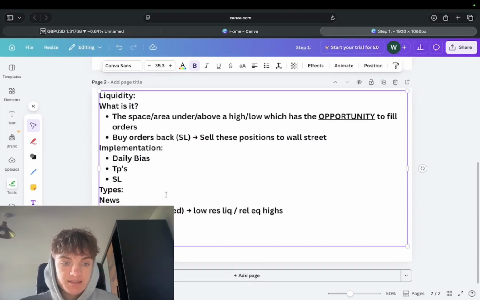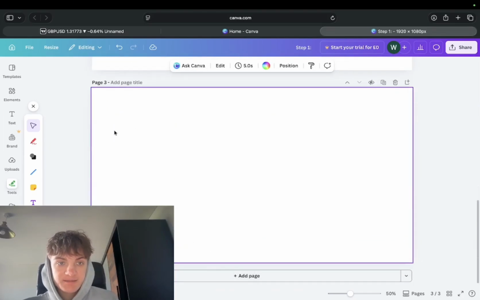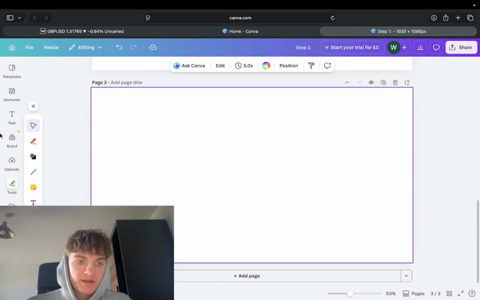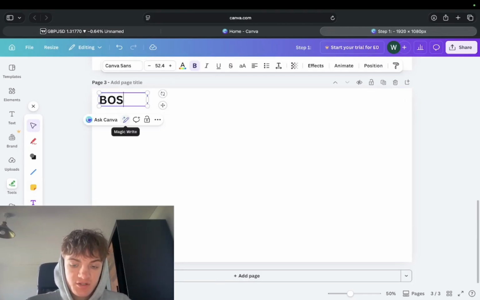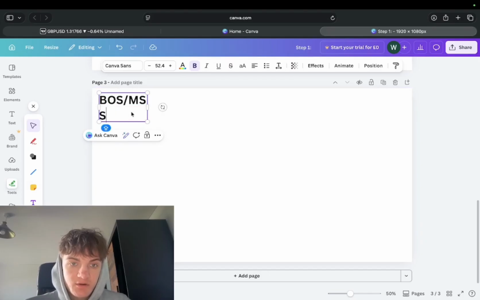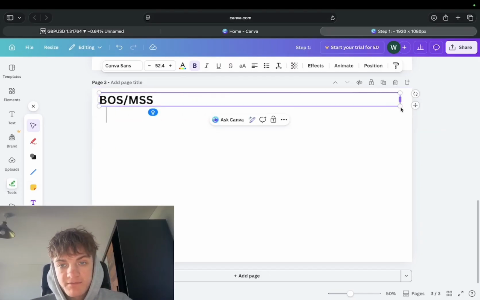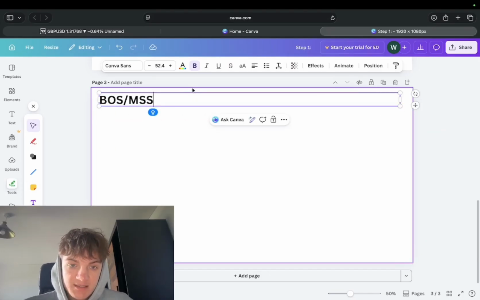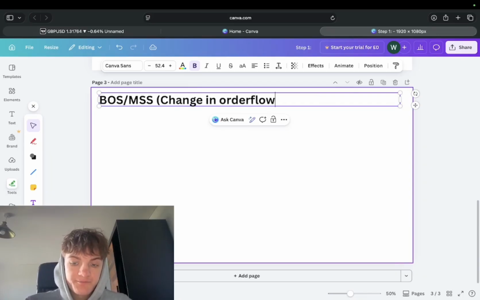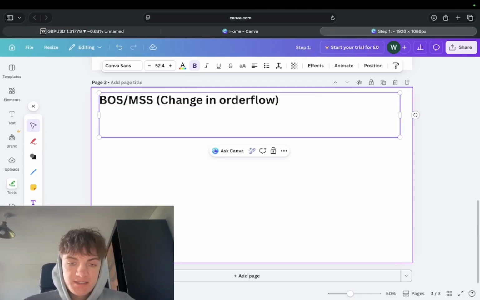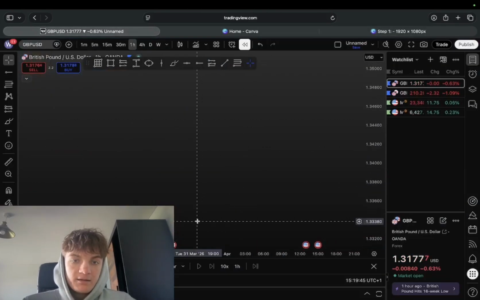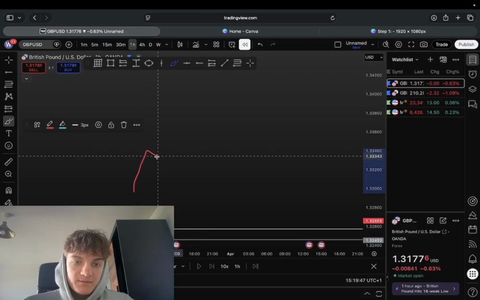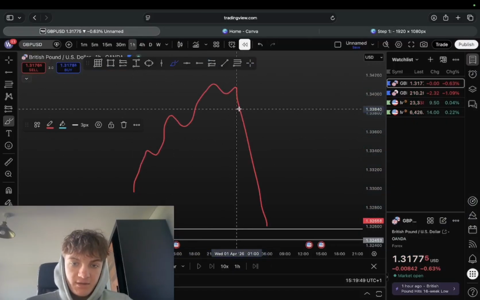But the second point is breaks of structure. Break of structure, or market structure shift, is what a lot of people also call it. This is basically just a change in order flow. And what does this mean? We are in a downtrend or we're in an uptrend, and then we swap trends and we go down.